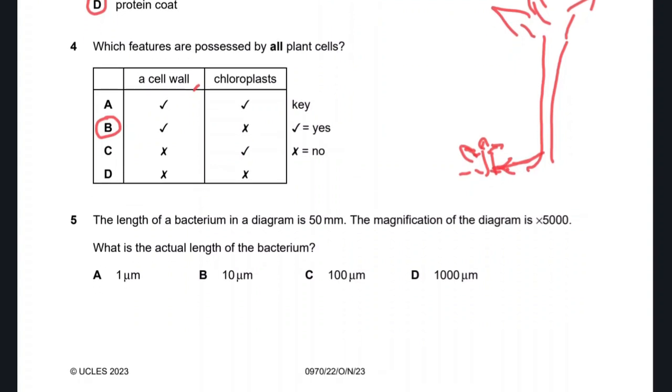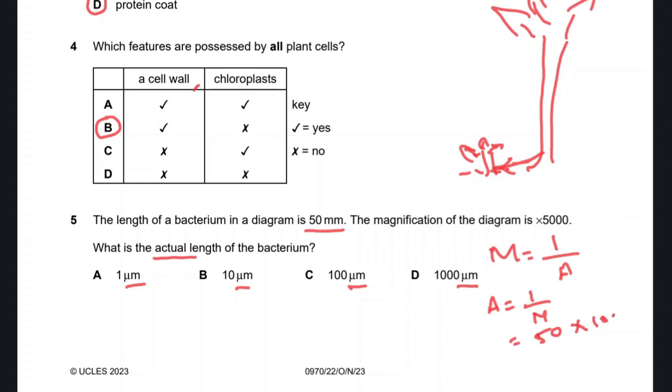The length of the bacteria in the diagram is 50 millimeter and the magnification is given, and you have to find the actual size. We know the formula: magnification is equal to image over actual, and actual is equal to image over magnification. You can see all the answers are given in micrometer. So we have to convert the image size, which is 50 millimeter, into micrometer by multiplying by 1000 and then divide by magnification. So B is the right answer.